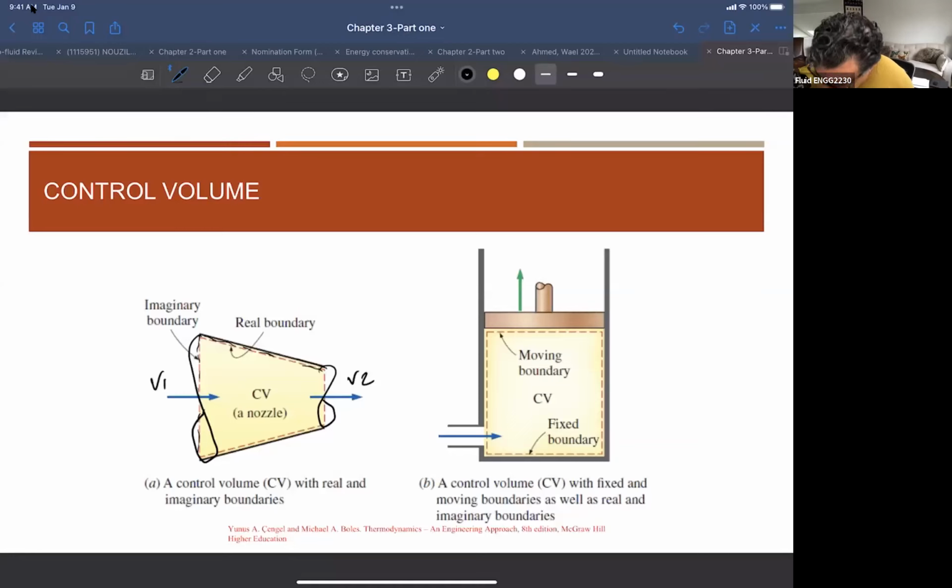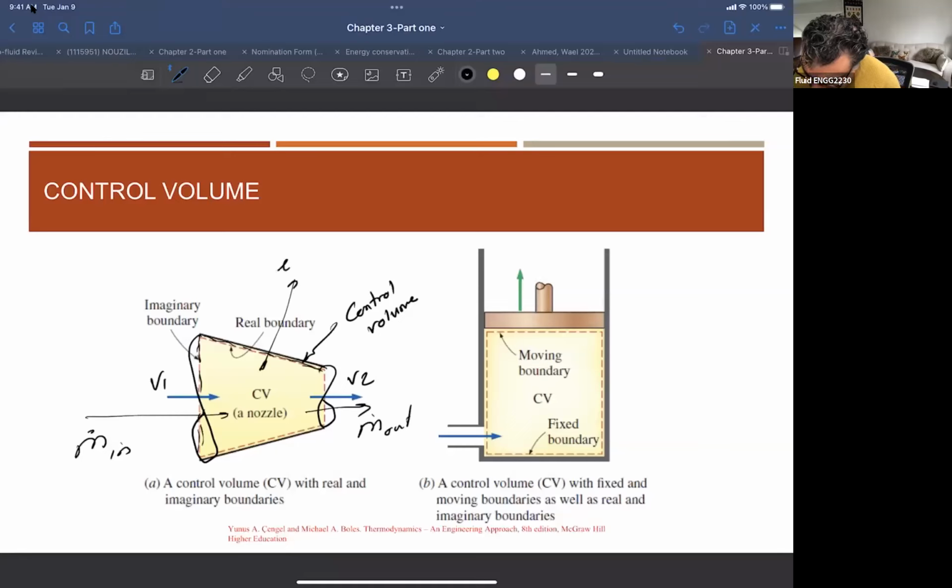But it's like I selected this control volume, okay? And I see what is coming in as mass and what is going out of this mass, okay? And of course, energy also can be transferred in or out, okay? And it could be not a fixed boundary like this.